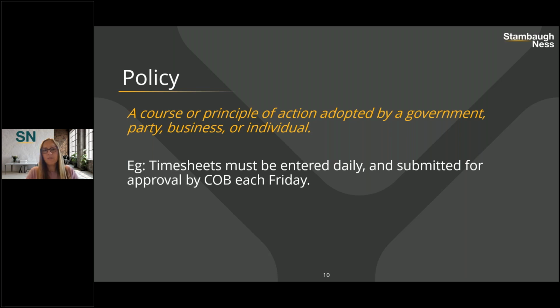So I did put something here that's a pain to everybody. I hear it all the time. Oh, timesheets, right? So let's just use that simply as an example as we walk through here with policy, right? So timesheets must be entered daily. So we've set the expectation, and they must be submitted for approval by close of business each Friday. That's a rule. Why is that important?